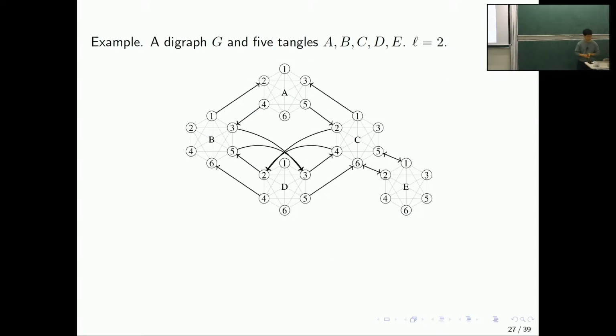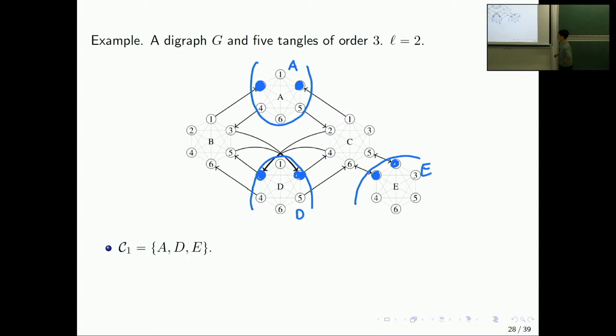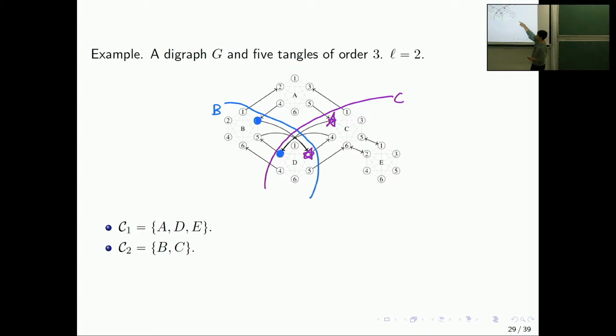So here is an example. You have a digraph with 5 tangles corresponding to A, B, C, D, E. And then you have to carefully check, but I just mentioned that A, D, and E can be solely separated by some separation of order 2. And then we just forget about A, D, E, and the remaining ones are B and C, right? And then B and C can be solely separated by some separation.